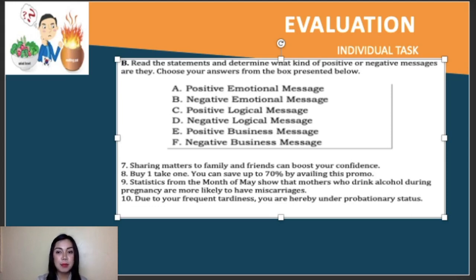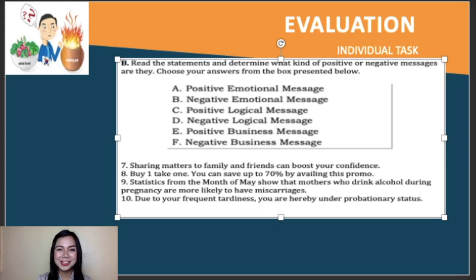Let me read number 7. Sharing matters to family and friends can boost your confidence. Number 8. Buy one, take one. You can save up to 70% by availing this promo. Number 9. Statistics from the month of May show that mothers who drink alcohol during pregnancy are more likely to have miscarriages. And number 10, due to your frequent tardiness, you are hereby under probationary status.